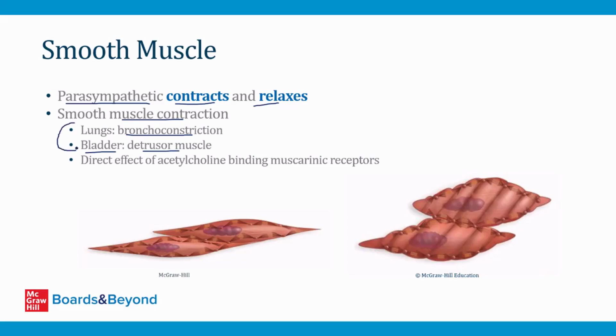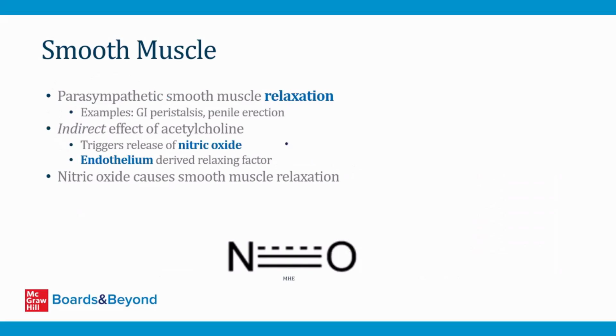And these effects here in the lungs and in the bladder are direct effects of acetylcholine as part of the parasympathetic system being released and binding to muscarinic receptors. And in the second video on the autonomic nervous system, I talk a lot more about the lungs and the bladder and which receptor types you find there. The parasympathetic system can also cause smooth muscle relaxation. This is important in the GI tract for peristalsis. It's also important for penile erection. The way an erection occurs is you get more blood flow to the penis, and for this to happen, smooth muscle has to relax, and that's carried out by the parasympathetic system.